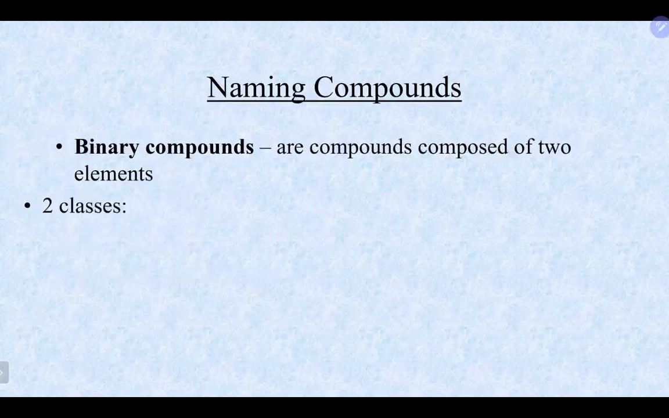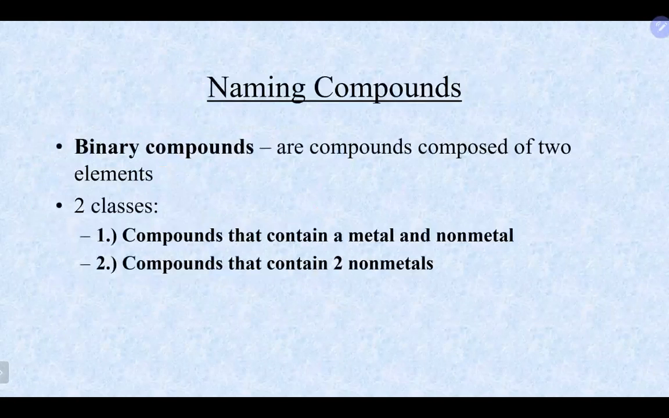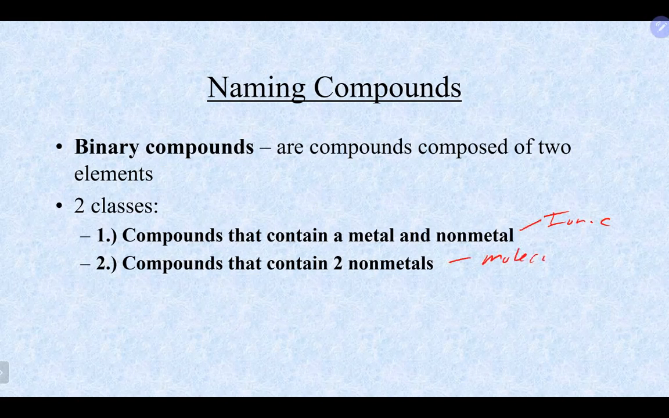So let's talk a little bit about compounds, our naming of compounds here. Binary compounds, which are composed of 2 elements, again, are our nonmetal and metal together, which is ionic, and our two nonmetals, which is molecular, are covalent. So we're going to start with ionic here.